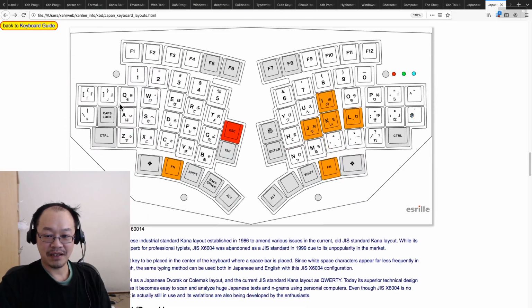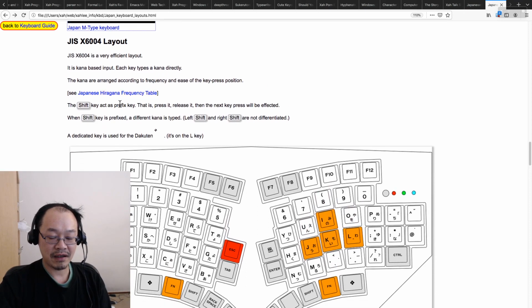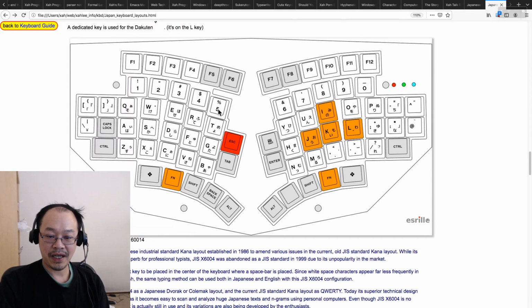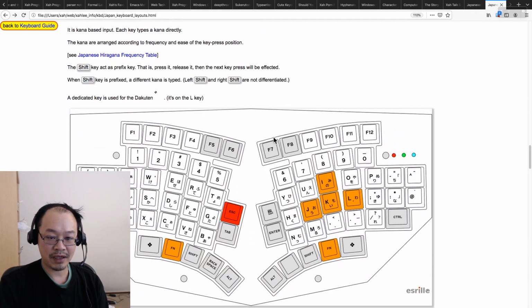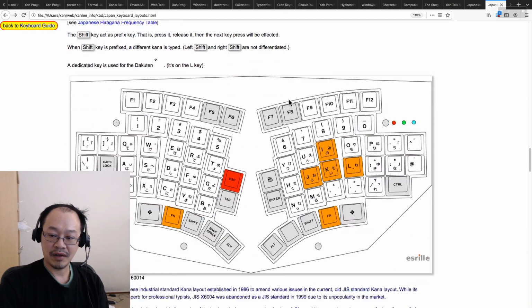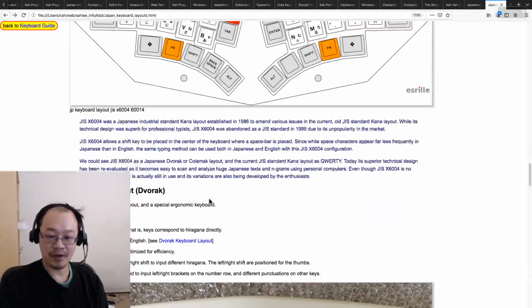So the Japanese system, the fascinating. Then you have this one, JIS X6004. So the JIS X6004 system. That's another system, and this is just a diagram. I'm not sure there's an actual keyboard that comes with it. I don't think so. But it's a generic system that can be used on any keyboard.